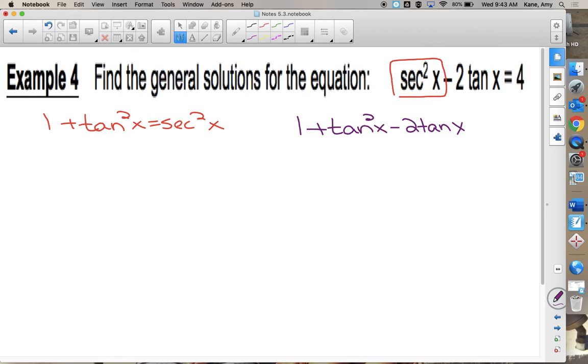I'm also going to take the 4 to the other side and set it equal to 0. So we didn't have to square both sides because the secant was already squared. We can just replace it with its identity. And then combining like terms, we end up with tangent squared minus 2 tangent, sorry, and then minus 3.